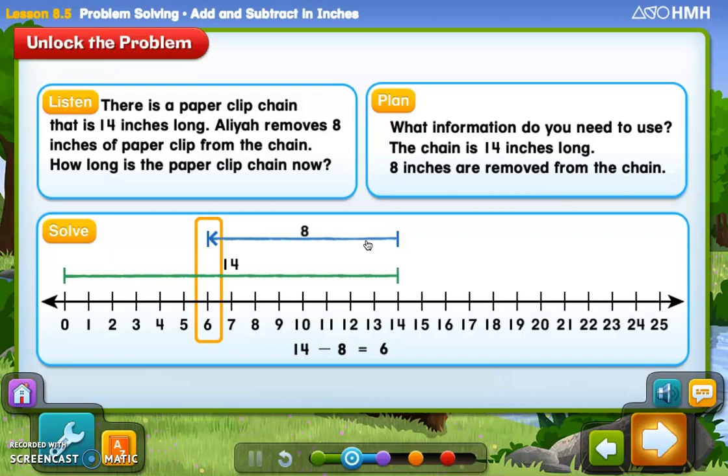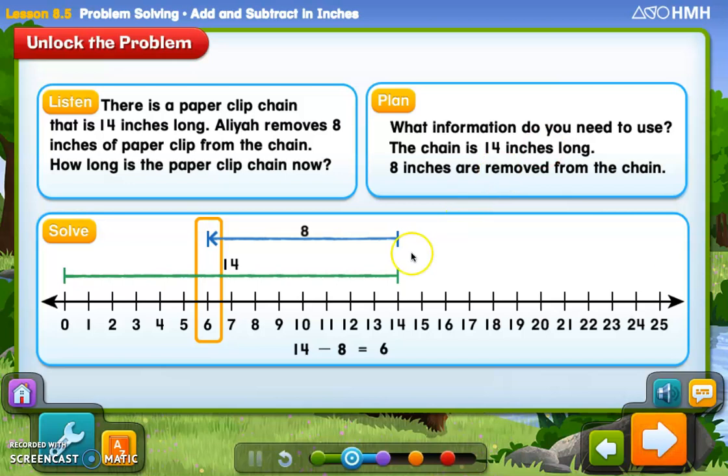So a number line is a really good tool to use when you're talking about adding and subtracting length. So exactly what she said. We've done problem solving problems like this before, where of course you need to remember, what are you looking for? And then what is the information that you need to use? In this case, we were looking for how long is the paperclip chain after we take 8 inches away from the 14-inch chain. Right? So again, we're looking for how long is the paper clip now, and the information is the chain is 14 inches long, and then 8 inches are removed from the chain.